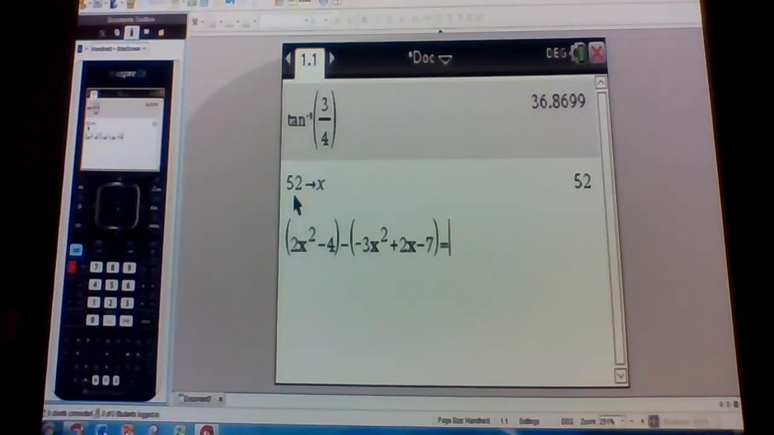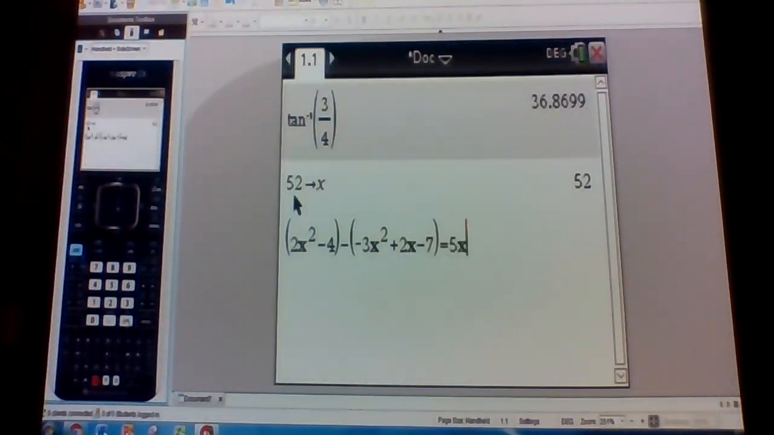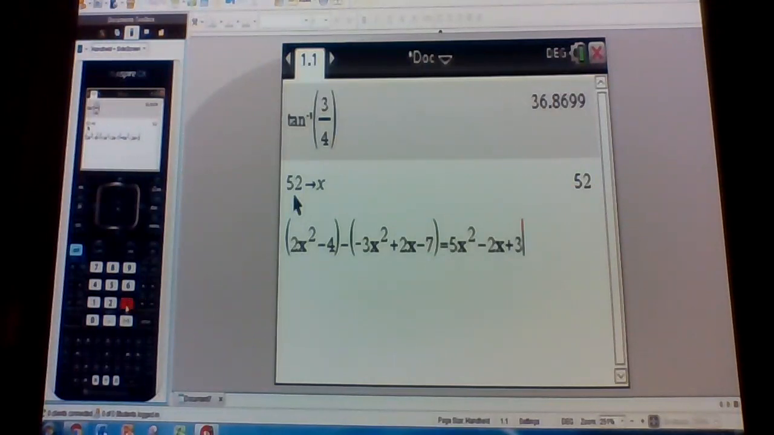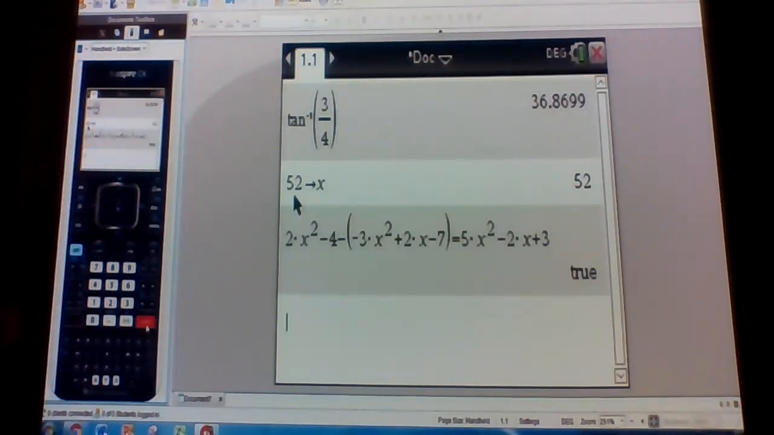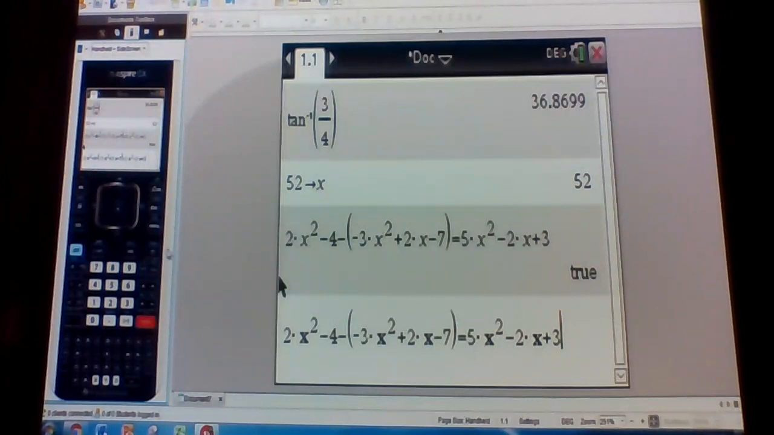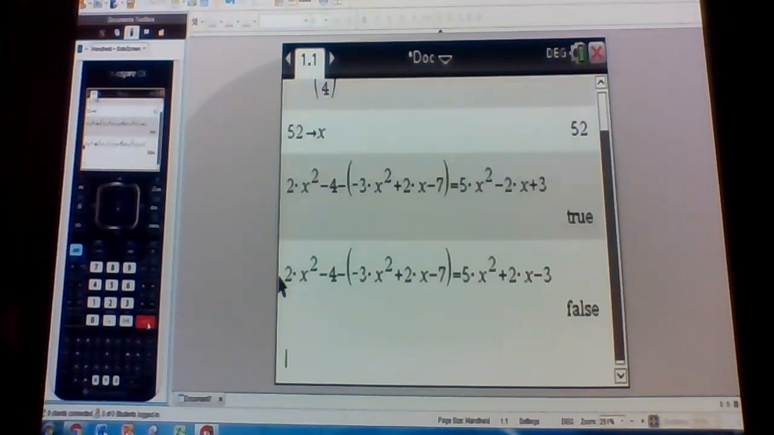Okay, and then we're going to set that equal to answer choice A, 5x squared minus 2x plus 3. Okay, and we're going to hit enter, and it tells us true. If it was false, we would go up twice, hit enter, and then delete the answer choice here. And we would try answer choice B, which would be plus 2x minus 3. We'd hit enter, and it would tell us false.